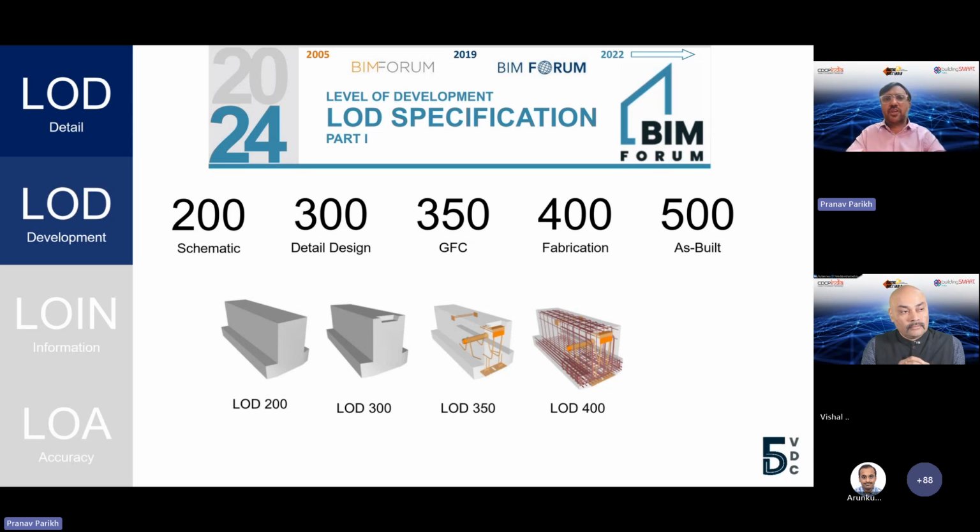In general, when people talk about LODs, LOD 200 is schematic design, LOD 300 is detail design or DD, LOD 350 is GFC, LOD 400 is fabrication, and LOD 500 is as-built. I keep using the words "in general" because when we go into the Indian market from a BIM point of view, most of the developers will say, give me the LOD 300 model, give me the LOD 400 model, give me the LOD 500 model. And usually we always want the highest number possible. So everybody wants LOD 500.